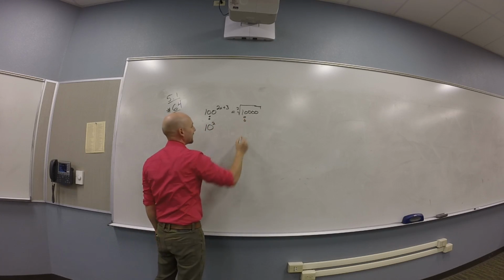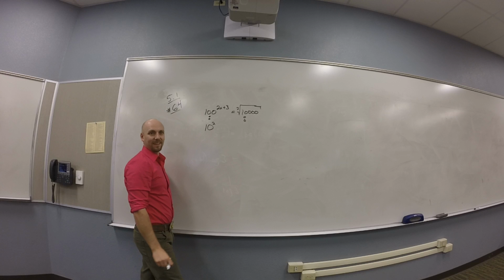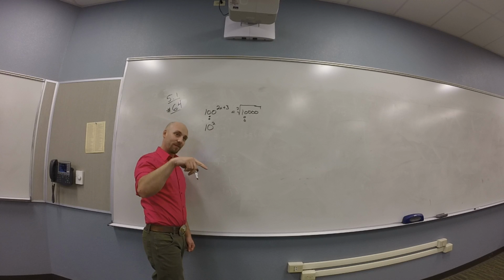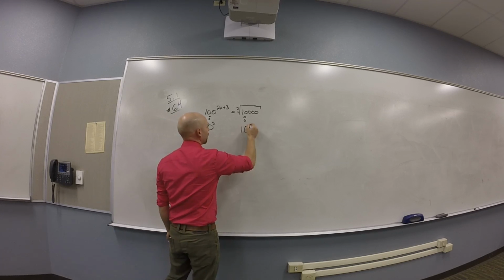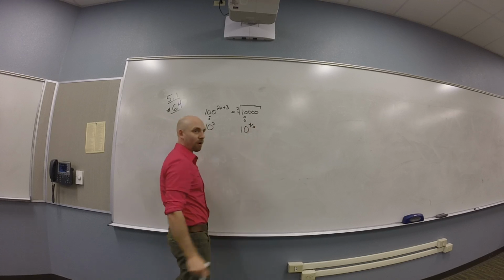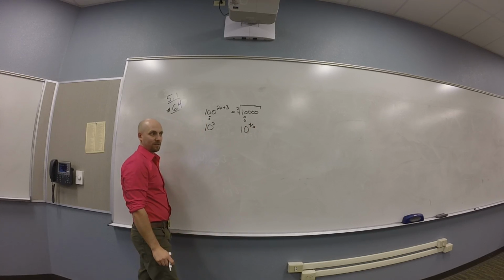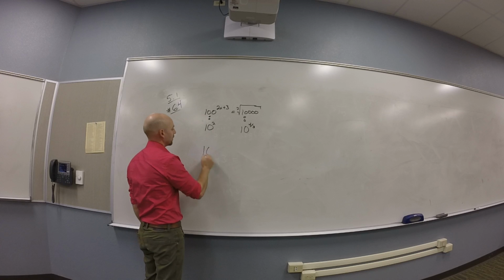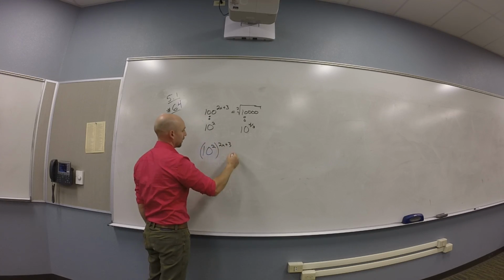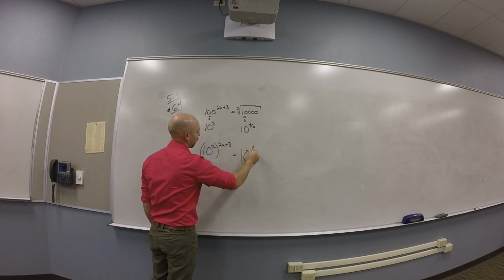And this thing is close. 10 to the 4th to the, what's a cube root as a power? 1/3. So that's 10 to the 4/3 power there. You guys see that? So I got 10 squared to the 2x plus 3 equals 10 to the 4/3.